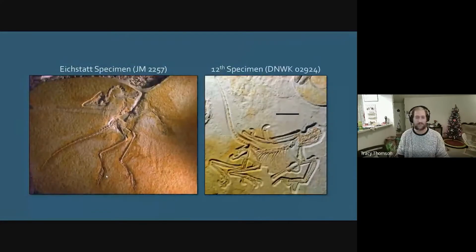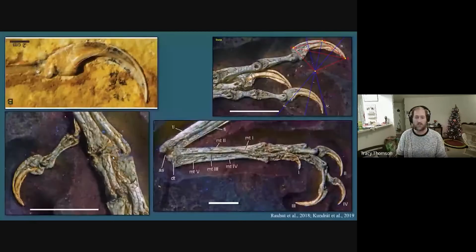What is it doing? These are the two specimens of Archaeopteryx that I use. There's something like 17, 18 or so specimens. These are the two I used because they have claw unguals and sheaths preserved.